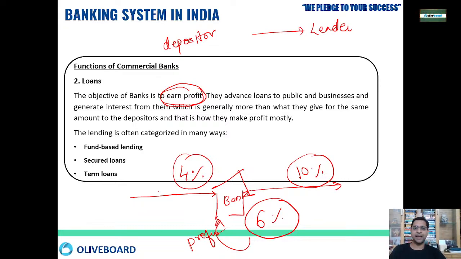So this is how the bank functions, right? This is how the bank earns the profit. This is the big picture of the bank, right?